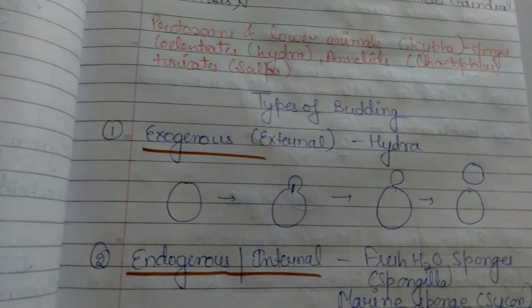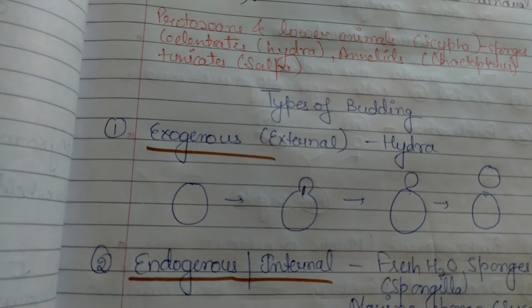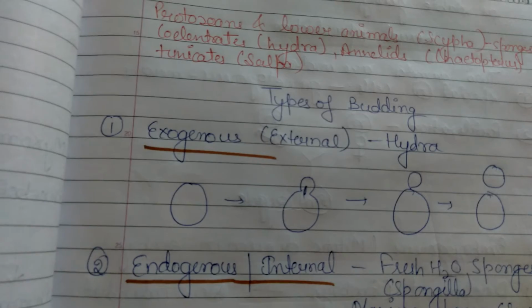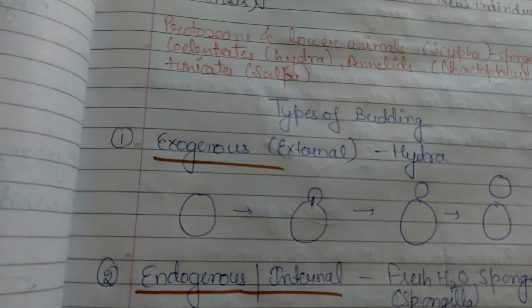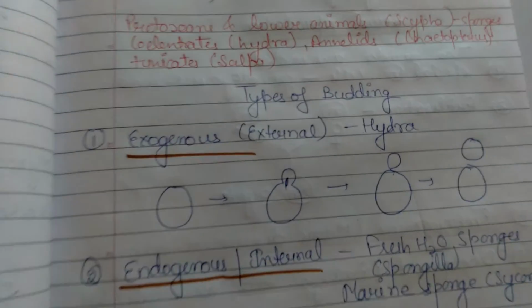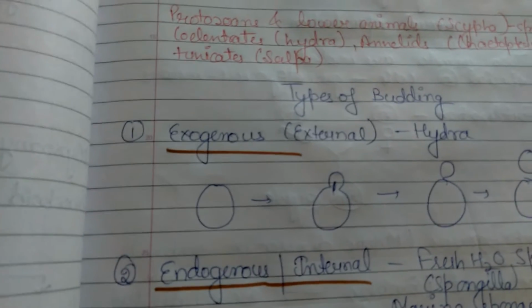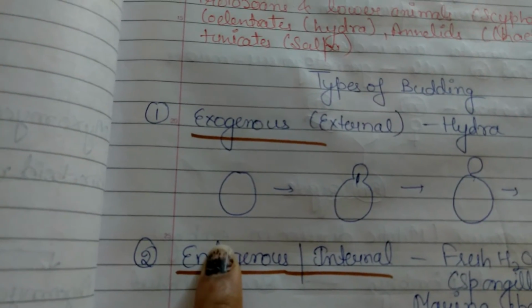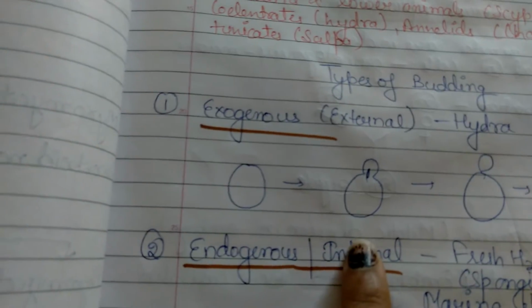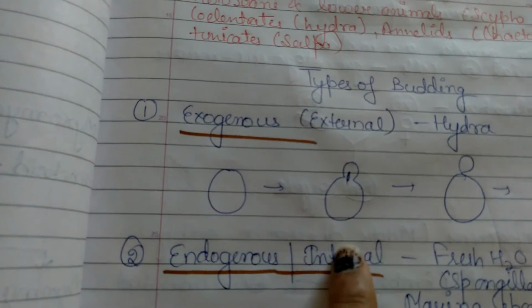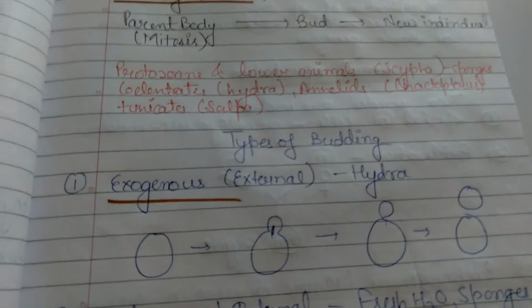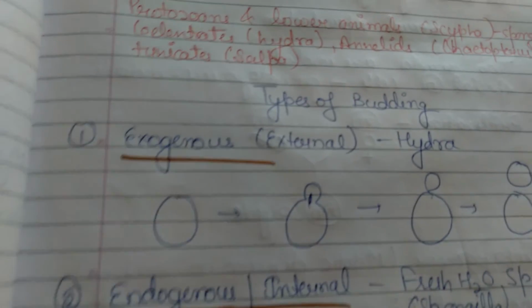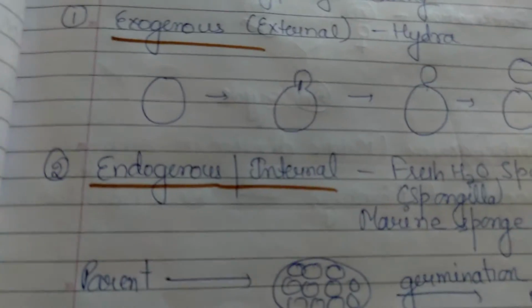First is exogenous. What do you mean by exo? Exo means external, endo means internal. The example of exogenous is Hydra. In Hydra, the parental body undergoes mitosis and forms a bud, and this bud acts as a new individual. Next is endogenous.